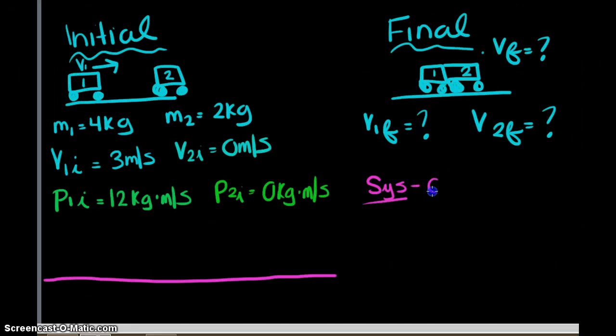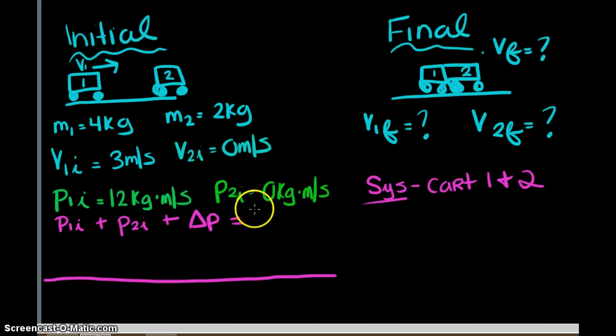The system I want to think about would be cart 1 and 2 together. And if I think about cart 1 and 2, do any external objects interact with them? Okay, so the answer is no, they don't. So if I consider the momentum of object 1 initial, and I add that to the momentum of 2 initial, I would want to consider any change in momentum, see if I have that, and that should equal the momentum of object 1 final plus the momentum of object 2 final.